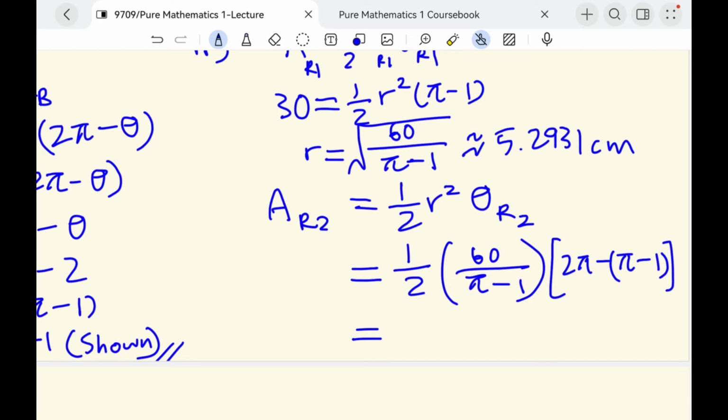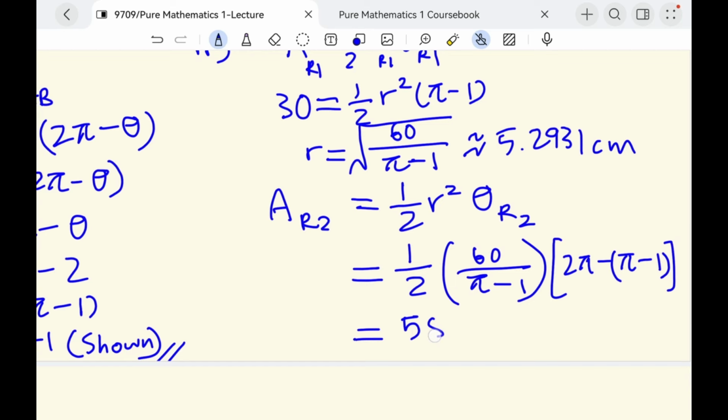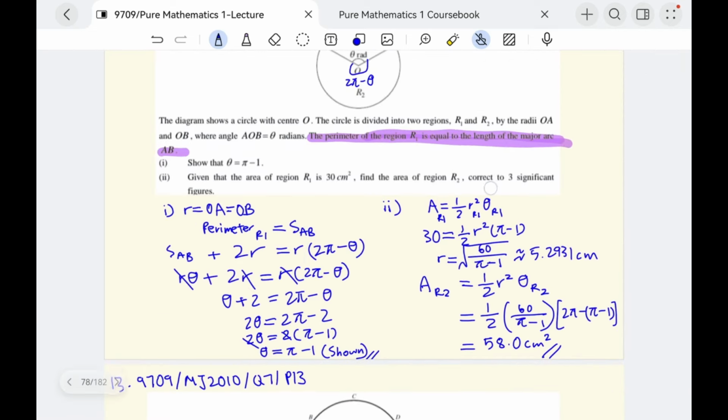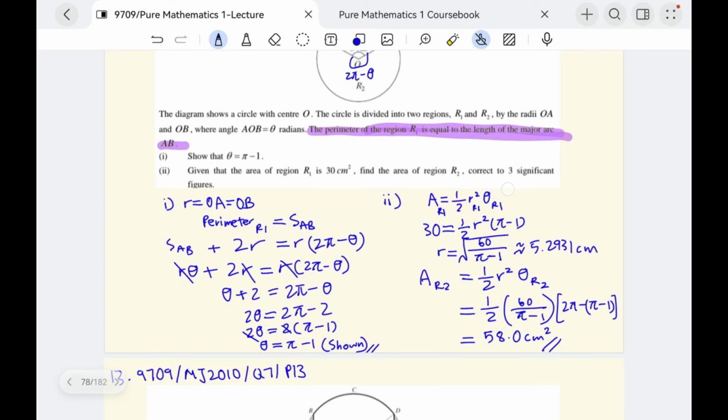The question wants you to leave your answer in 3 significant figures, which means your answer must be in decimal. So just use your calculator to calculate your area exactly. Your final answer should be 58.0, because the question wants 3 significant figures. So you'll get 58.0 cm squared.